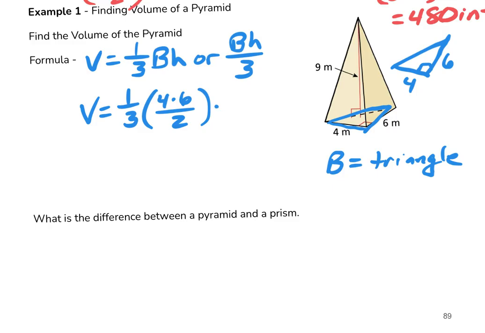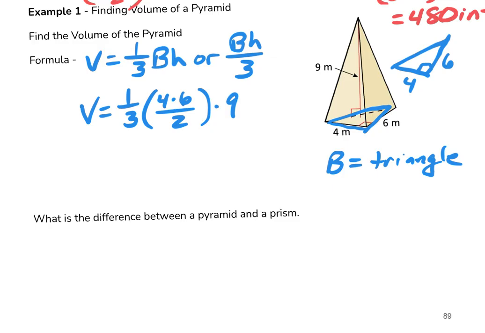And then the height. Here's where you got to be careful. The height of the pyramid is the perpendicular height. So it's going to go down from the middle of the base to the point at the top, okay? And also notice that it's perpendicular as well. So it has to be the perpendicular height. It has to be a 90-degree angle as it comes down. And in this case, it's 9.